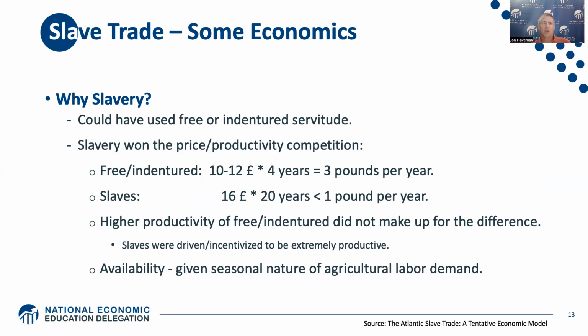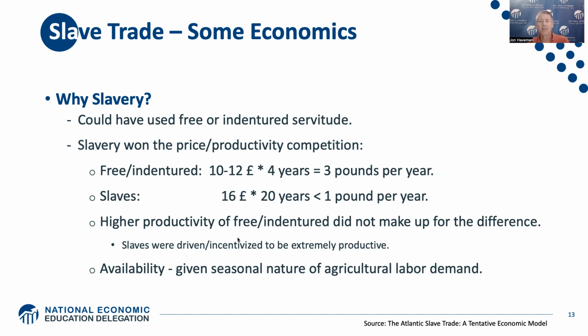Right, so if you hired a free or an indentured servant, you'd have to pay 10 to 12 pounds for about 4 years' worth of service. That's about £3 per year. For a slave, you had to pay about 16 pounds, but that slave was yours for 20 years. And if that slave ended up having children, well, so much the better. So slaves ended up costing a little bit less than £1 per year. Right, and it turns out that despite the possibility of hiring indentured servants with skills, slaves were higher productivity than their free counterparts would have been.